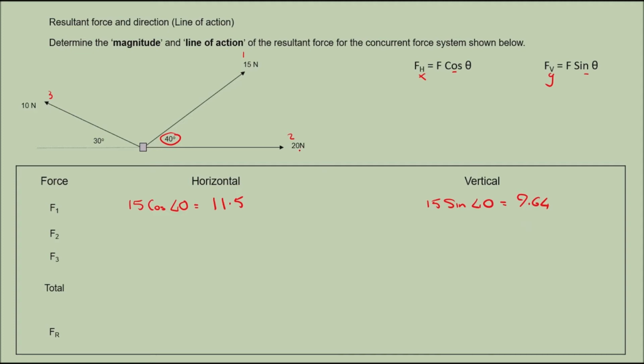So the next one I'm going to do is have a little look at this 20 Newton force. So I'm going to do 20 cos the angle. Now that 20 Newton force is acting in a horizontal direction along the horizontal plane, so in actual fact there isn't any angle there. So 20 cos 0, and then on this side we're going to have 20 sine 0. Again, you can pause the video and pop it into your calculator.